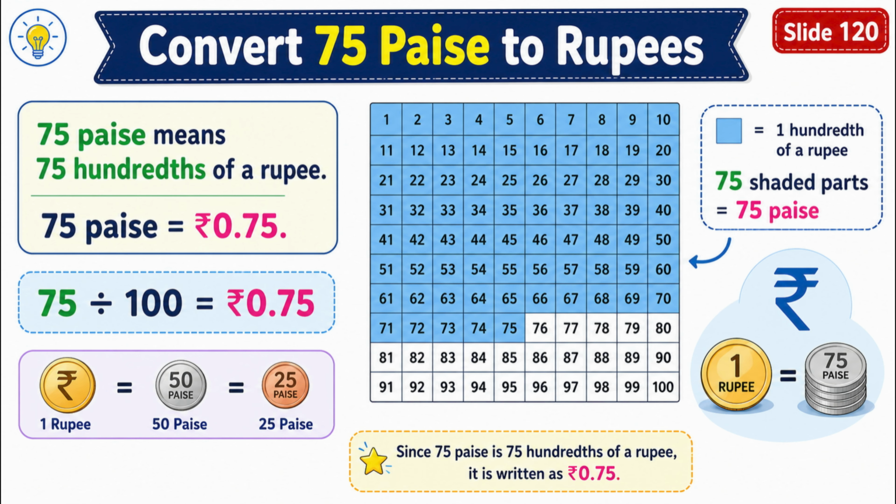Convert 75 paise to rupees. 75 paise means 75 hundredths of a rupee. To convert paise into rupees, divide by 100. 75 divided by 100 equals 0.75. So, 75 paise equals 0.75 rupees.